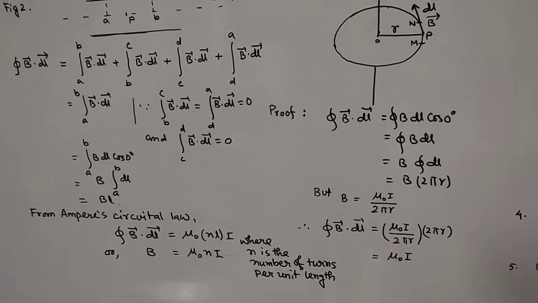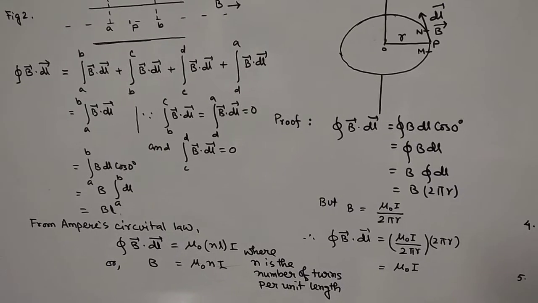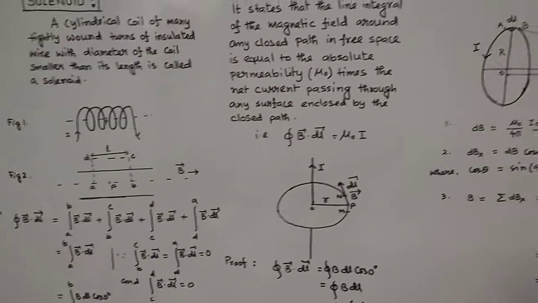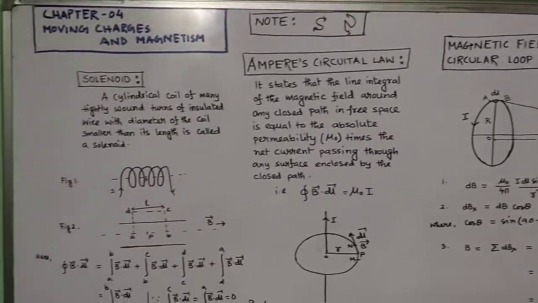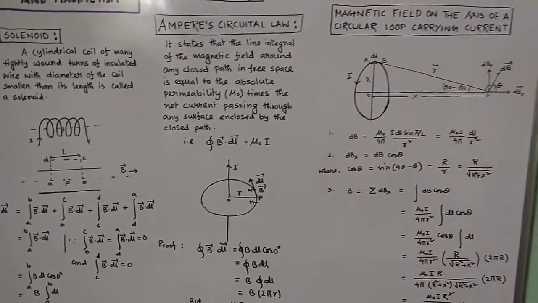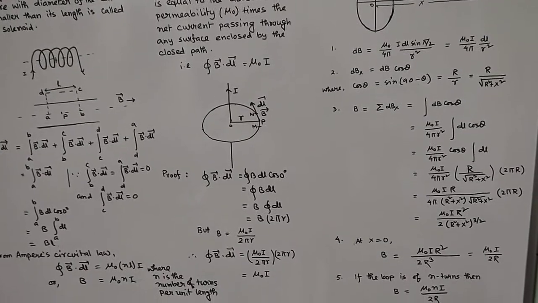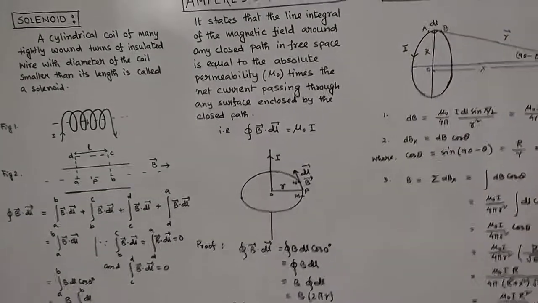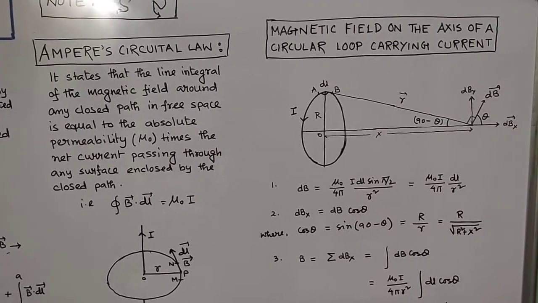So this part is very important. Sometimes in the exam it is asked, find the magnetic field inside the solenoid, or state and prove Ampere's circuital law. This topic is also very important: magnetic field on the axis of a current carrying loop. Please go through it, and if you have any doubt or any query, you can ask. So this is all about it. Thank you.